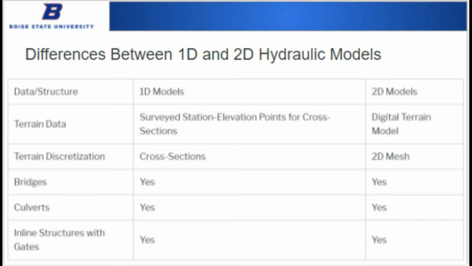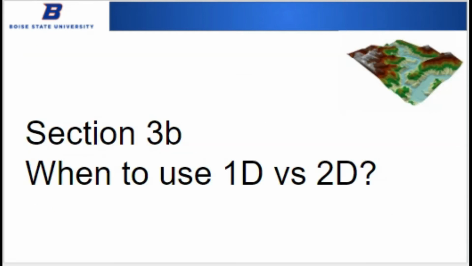But for the 2D model, you need to use spatial data, such as LiDAR or a downloaded DEM, or digital elevation model. And here they talk about a DTM, which is a digital terrain model, which is similar because you're modeling the flow of water over a differing y direction. So we have to have that. The terrain discretization is different, cross sections versus a 2D mesh, but both are able to model bridges, model culverts, inline structures with gates, and many other things.